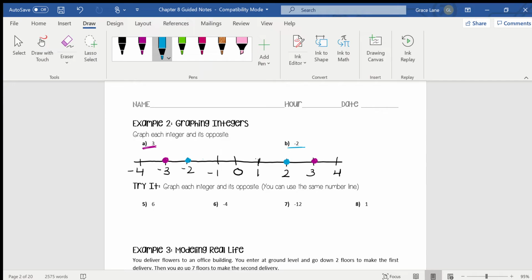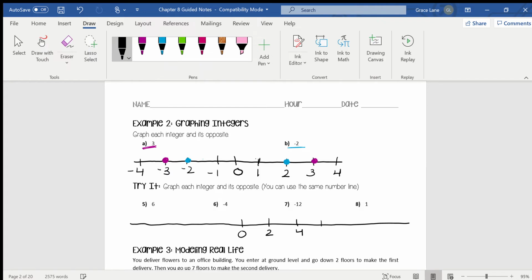I'm going to make one big number line again. Since I have to go all the way up for 12 for number 7 on this, I think that I am going to choose to count by 2s. You can count by 1s if you want. It doesn't matter. I might run out of room. Okay, so there's that. And so I'm going to do each one in a different color.